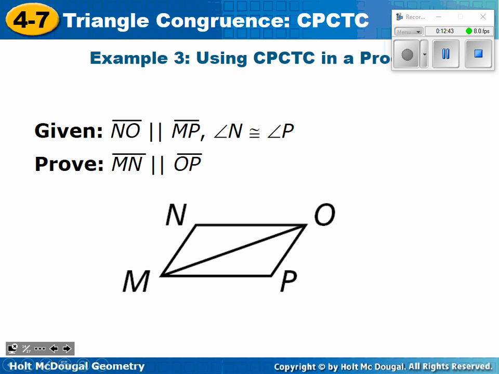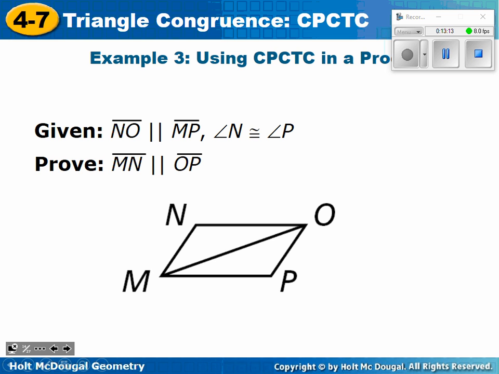Chapter 3, we proved lines parallel. How many different ways did we learn to prove lines parallel? It's actually 6. There were 5 that started with what 2 words? Converse of. So we had the converse of same side interior angles, converse of same side exterior angles, converse of the corresponding angles postulate, converse of alternate interior or alternate exterior angles. What was the 6th way?